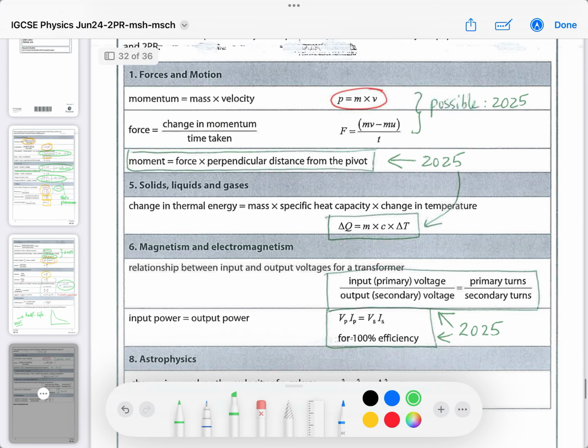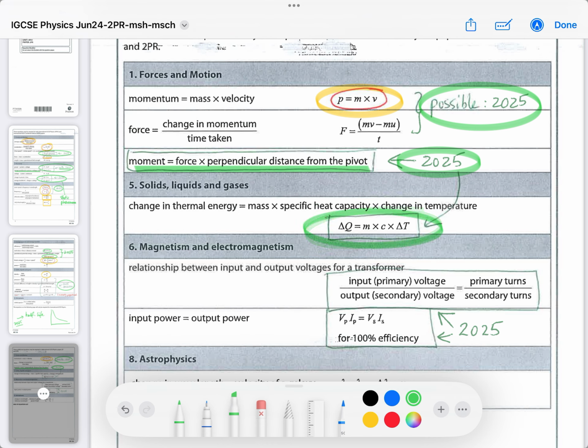This is paper 2. We have done momentum, and I think it's possible that it will come up again. And they haven't done moments. So it didn't come up last year. So is it going to come up this year? And remember, 2025, also I said specific capacity.